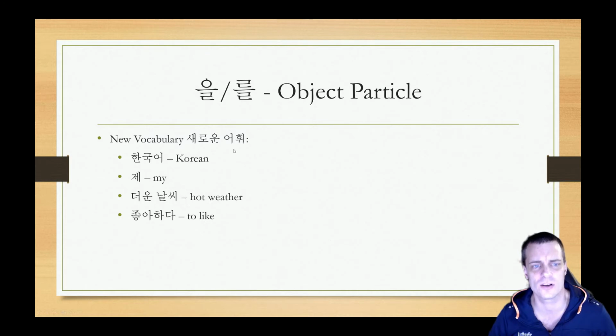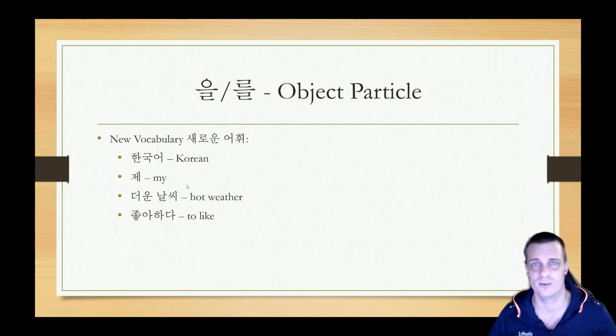The first one's Hangukgo for Korean. Just a note with this one, guys, the first part of this word, Hanguk, is Korea, and the second bit, o, stands for language. So you put them together, you get Korean language. You can do this with a bunch of other countries that have their own individual languages. For example, Japan, Ilbon, Ilbono, Japanese.